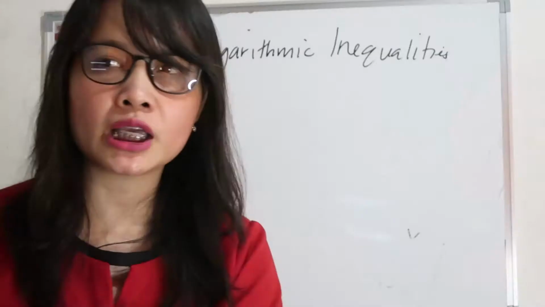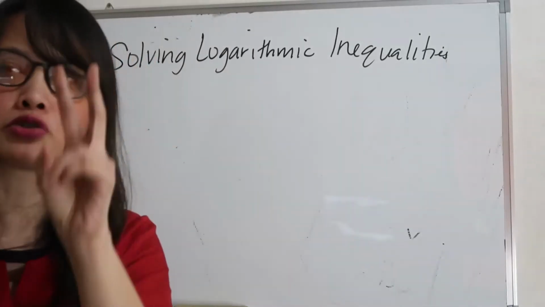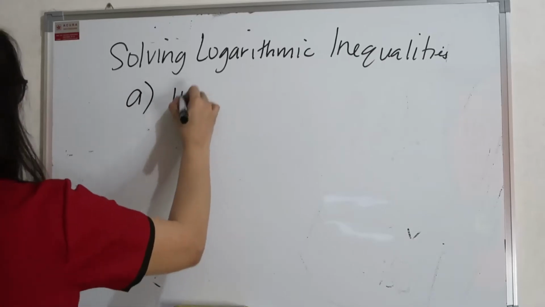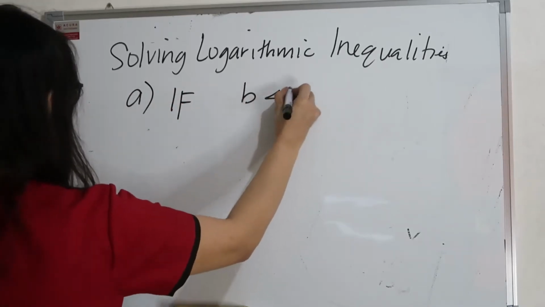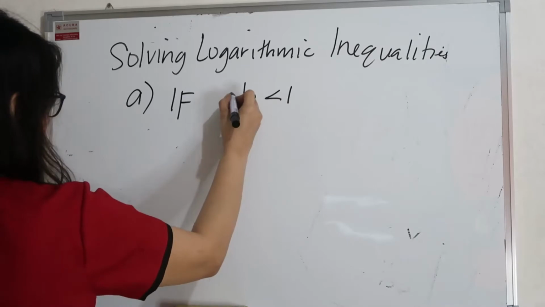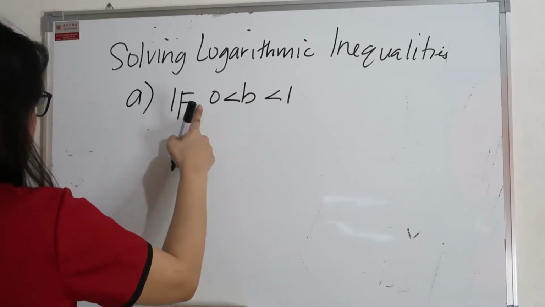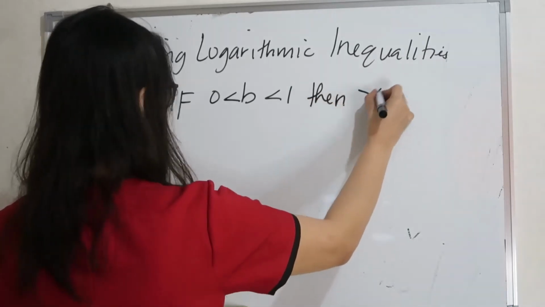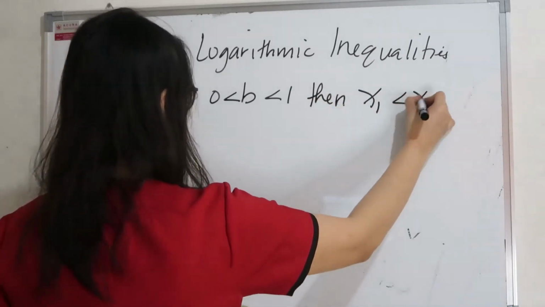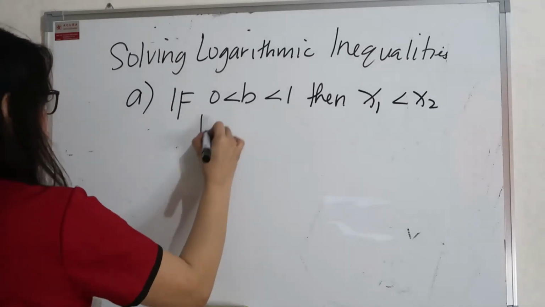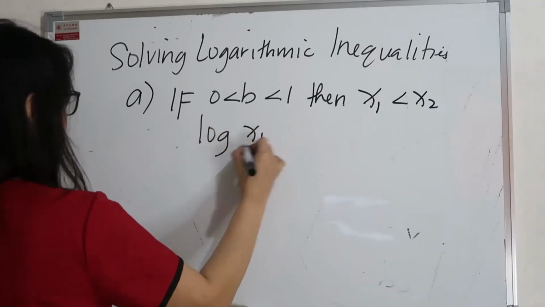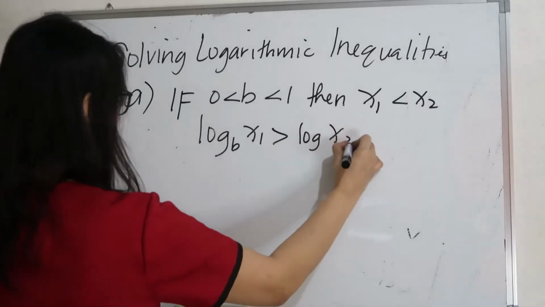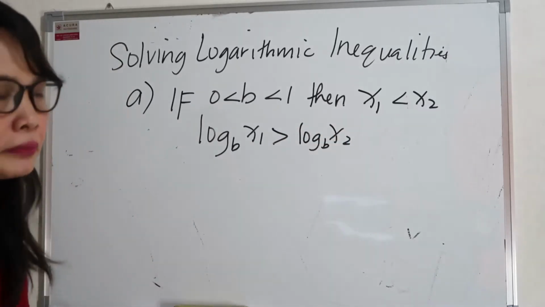In solving logarithmic inequalities, you need to take note of the two conditions. First condition: if b is greater than 0 but less than 1, then x sub 1 is less than x sub 2, therefore log x sub 1 with base b is greater than log x sub 2 with base b. I will explain that further.